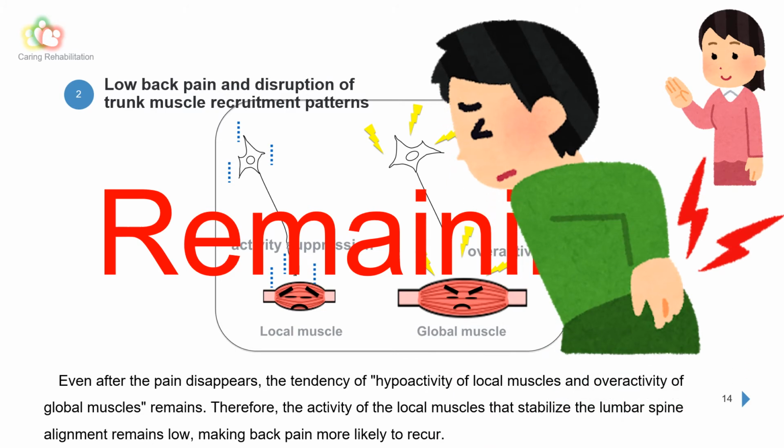And the concern is that even after the pain disappears, the tendency of hypoactivity of local muscles and overactivity of global muscles remains. Therefore, the activity of the local muscles that stabilizes the lumbar spine alignment remains low, making back pain more likely to recur.